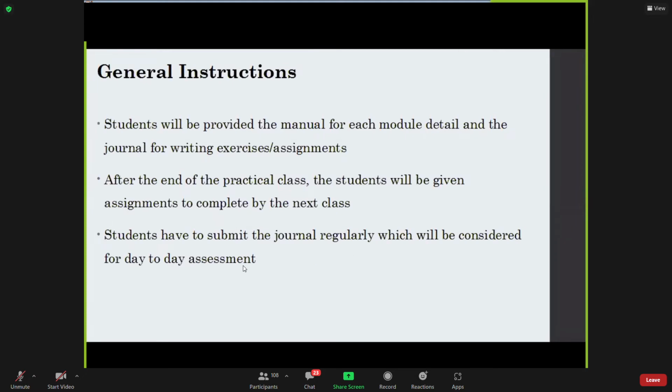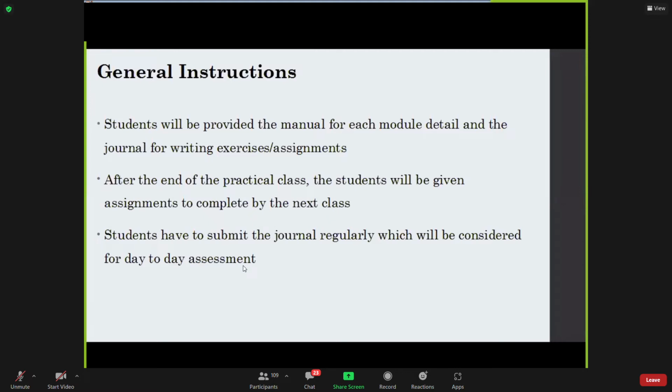You all will be provided a manual for each module's details and a journal for writing exercises and assignments. This first practical would also have assignments. You are supposed to write in the journals which would be provided. And as of now, if you wish to write in a separate notebook, just to make a rough draft of it, you may.